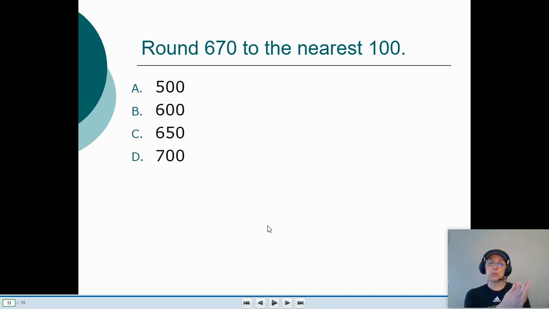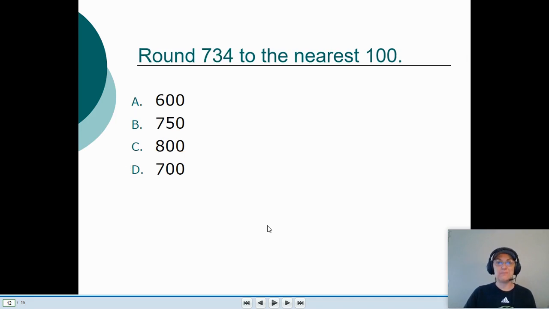Let's do a hundreds place next. We're going to round 670 to the nearest 100. All right. Let's see how you did. It should round to 700. Exactly. Because we're looking at the place to the right of the hundreds place. So that 7 there is what's going to tell us to bump the 6 up and round it to 7. And then, of course, make the remaining places zeros.